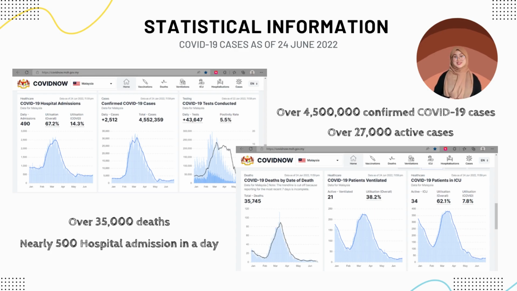According to the COVID now statistic, the COVID-19 is increasing day by day in Malaysia, same as the other countries. As of 24 June 2022, with over 4,500,000 confirmed COVID-19 cases, over 27,000 active cases, over 35,000 deaths, and nearly 500 hospital admissions in a day, Malaysia is currently ranked 9 in the Southeast Asia statistic for the number of COVID-19 cases behind the Indonesia.